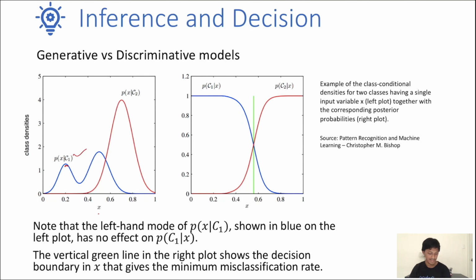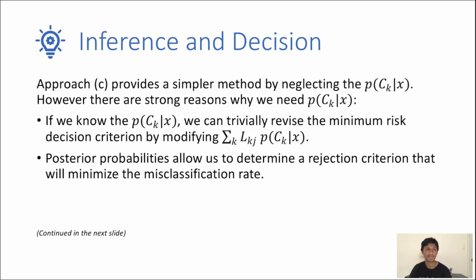The next approach gives a simple method, just mapping x into the class label t. This approach does not use the posterior probability. However, there is strong evidence that we still need the posterior probability. The first is to consider a problem in which the elements of the loss matrix are subject to revision from time to time, such as can happen in financial applications. If we know the posterior probabilities, we can trivially revise the minimum risk decision criterion by modifying this formula.